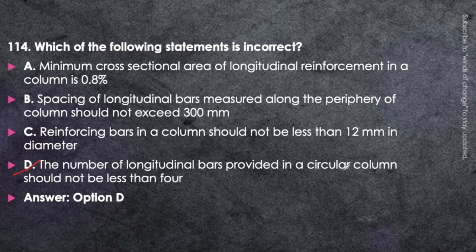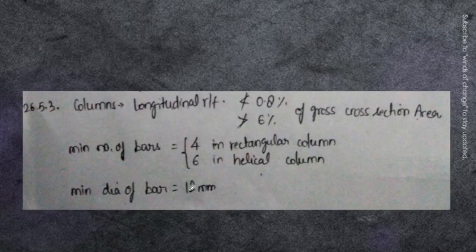Why it is so? Because in case of the circular column, there will be helical reinforcement that has to be provided for stirrups, and the minimum number of the main bars that has to be minimum 6. Okay, memorize it. In case of the circular column it has to be 6, in case of the rectangular column it has to be 4, in case of the octagonal column it has to be 8. Minimum diameter of the bar that has to be provided is 12 mm for longitudinal bars, and the reinforcement will be minimum 0.8% of gross sectional area and maximum 6%. This is very important for column. Next question.